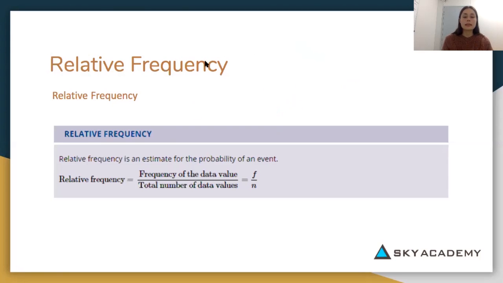So if we have a look in this blue box here, it says that relative frequency is an estimate for the probability of an event. So what's the likelihood that this event will occur in comparison to the rest of the data values. So to find relative frequency, we use this formula: frequency of the data value divided by the total number of data values. So let's have a go at doing an example using this equation here for relative frequency.